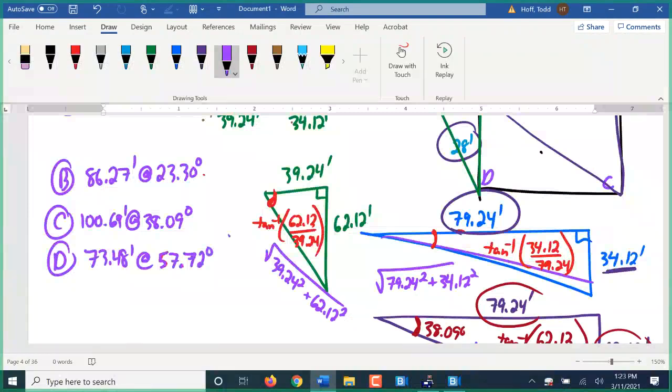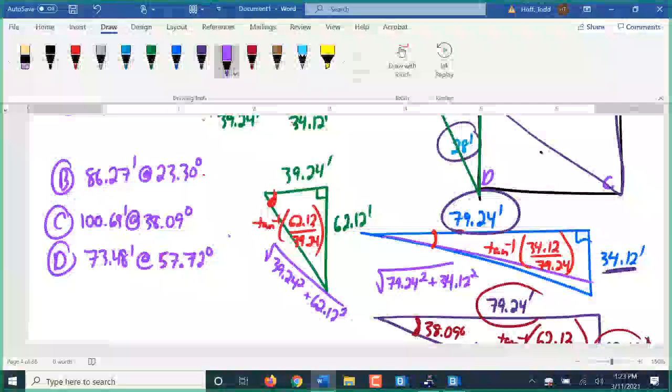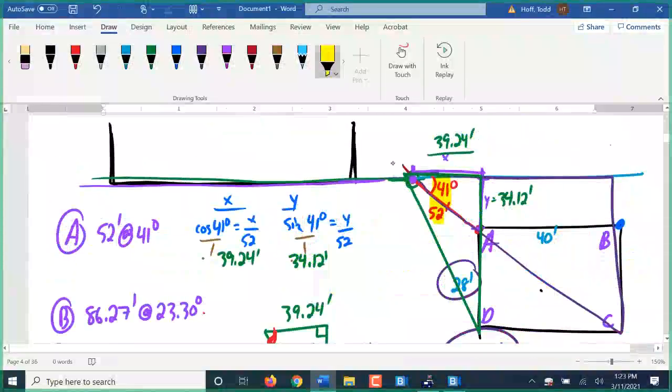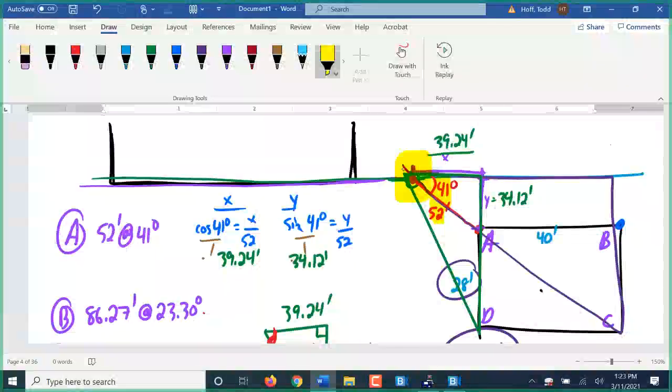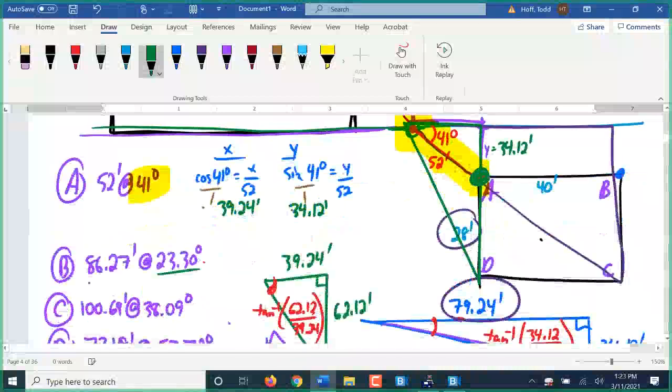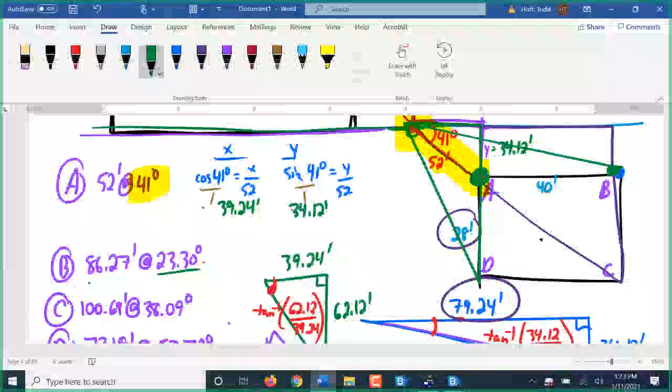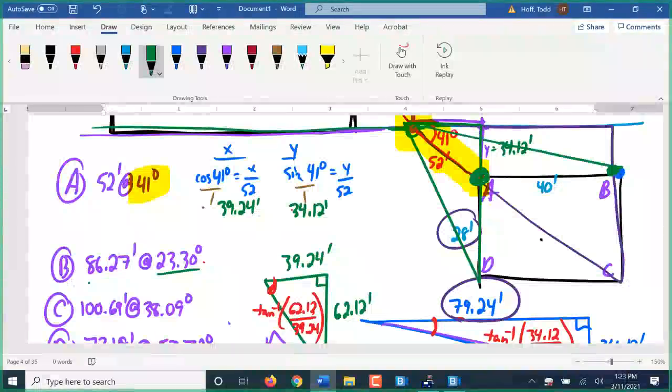So, when we go to set this job site up, as long as we have that theodolite in the exact same position, we can just turn it and get the 41 degree angle, measure out 41 feet. There's our first corner stake. Twist it over to 23.3 degrees, measure out 86.27 feet. There's our next corner stake. And right around our foundation, we can mark our corners, and we can go from there.